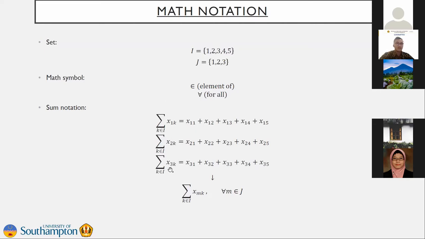So we have 3 sigma, x1k, x2k, and x3k. So you can see k is the index. K, meanwhile, the element is I. So the difference is the first index. So 1, 2, and 3. So we can use this symbol. So J is defined as a set of 1 consisting of 1, 2, and 3.